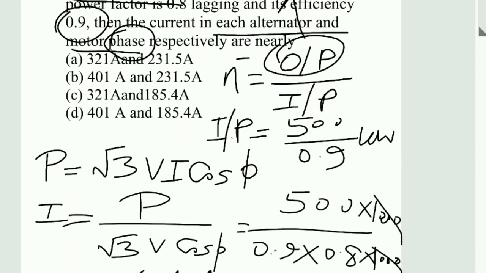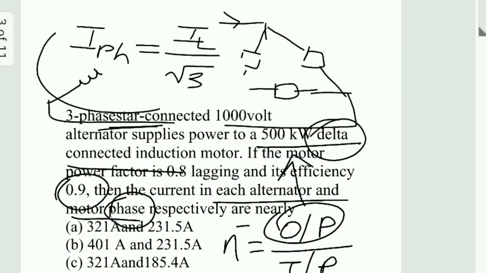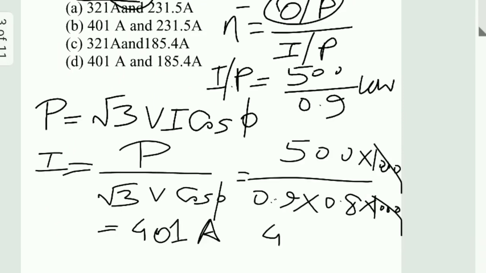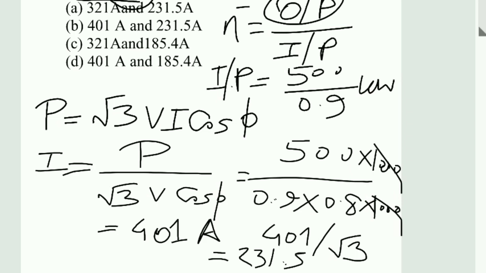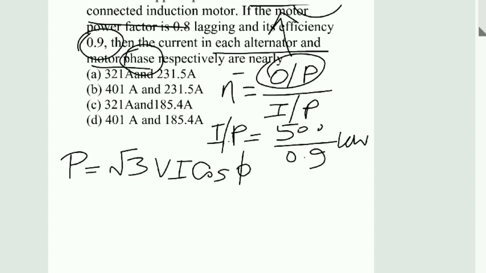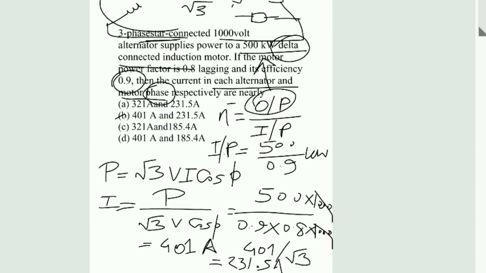Okay, so this current which is coming from there is line current, and this is phase current IL by root 3. So we have to divide 401 by root 3. So we will get the answer. The answer will be 231.5 ampere, right? So right answer will be P. Let's go to the next question.